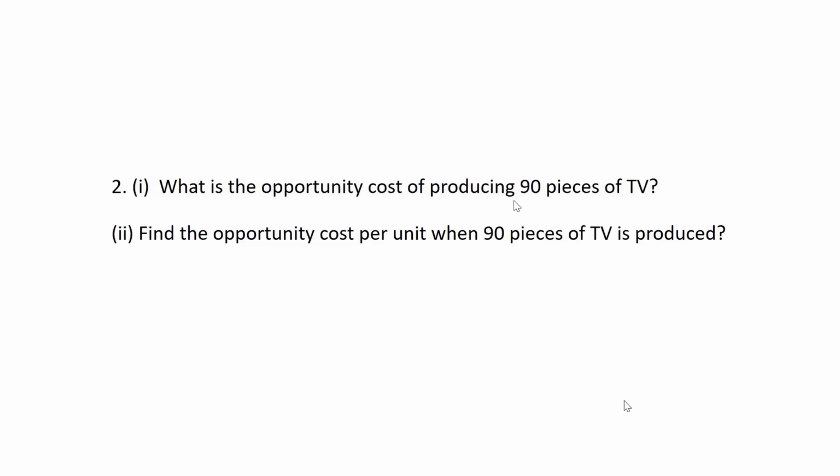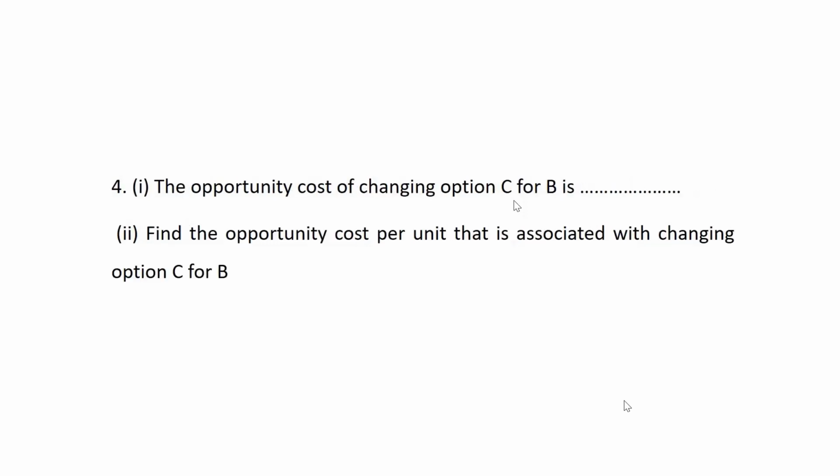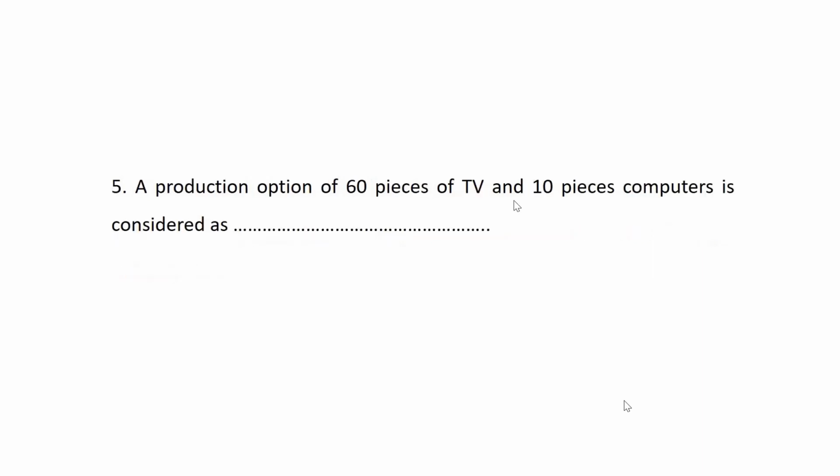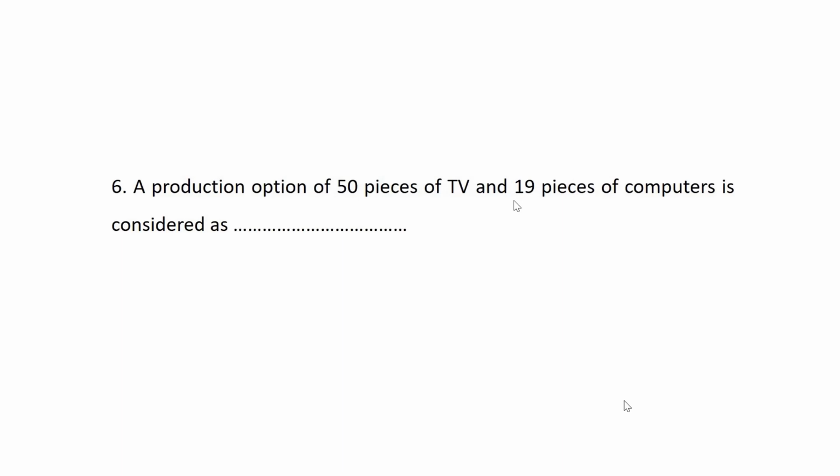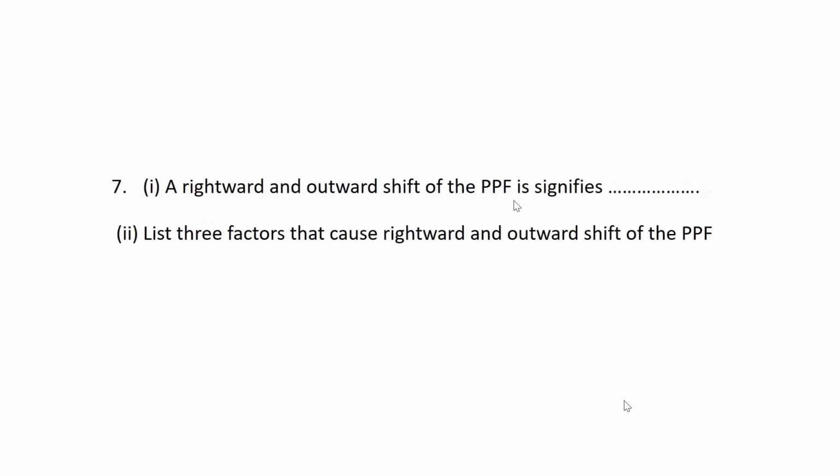We will need to tell the type of opportunity cost shown. We will be given quantities of production and we will identify the associated opportunity cost. We will also look at where we change one option for the other and look at the associated opportunity cost. We are also going to be given certain production options, and our duty will be to determine whether the options are efficient or not. We are going to examine shifts in the PPF and factors that are responsible.